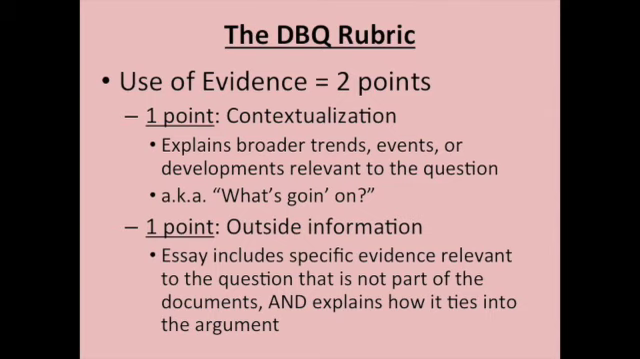You also get a point for outside information. You need to have a piece of specific evidence that's relevant to the question that's not part of the document. It's not mentioned in the document specifically. It's just something else about that time period they're asking you about. And you need to explain how it ties into the argument. If it's a question about civil rights, for instance, you can't just name drop Rosa Parks and then move on. You actually have to explain her significance to the civil rights movement, if that makes any sense.